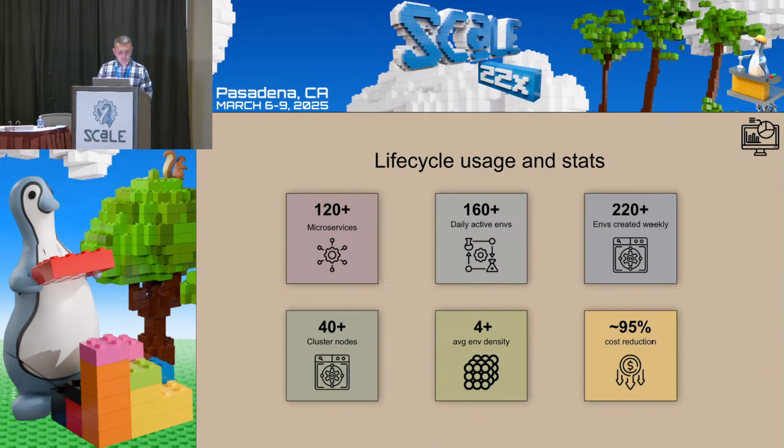Another interesting metric is the average environment density. What we mean by that is, each ephemeral environment that we build, how many components are within it? They're all connected to the defaults, but on average, they have 4 components. So it can be a front end, or a backend, a database, a Redis cache, or whatever. So the average density of the environments is 4. And we have massive cost reductions compared to if we had to create all of these environments statically. It would be a lot, both in terms of cost and operational overhead that we would have to deal with.